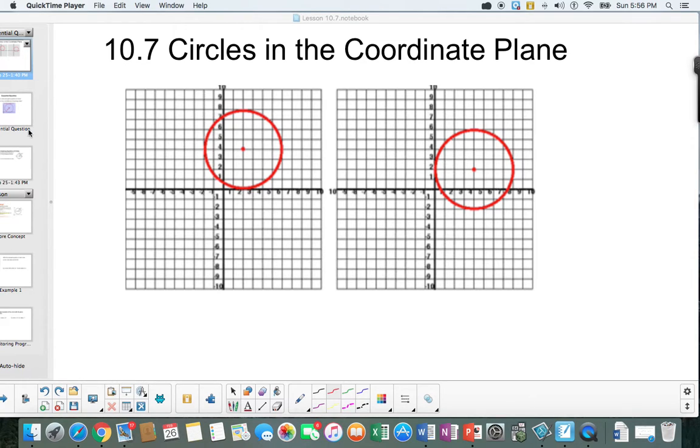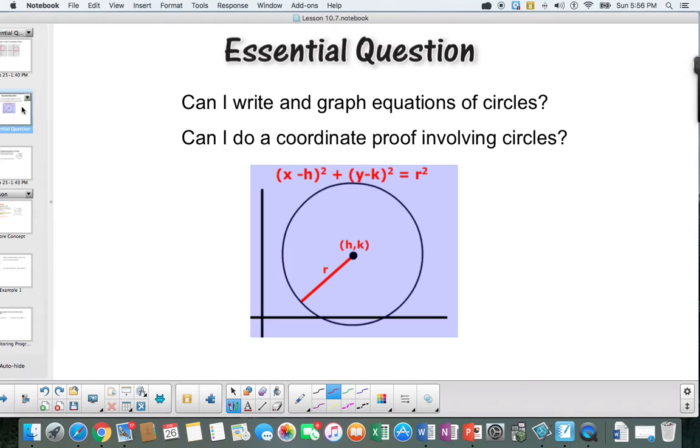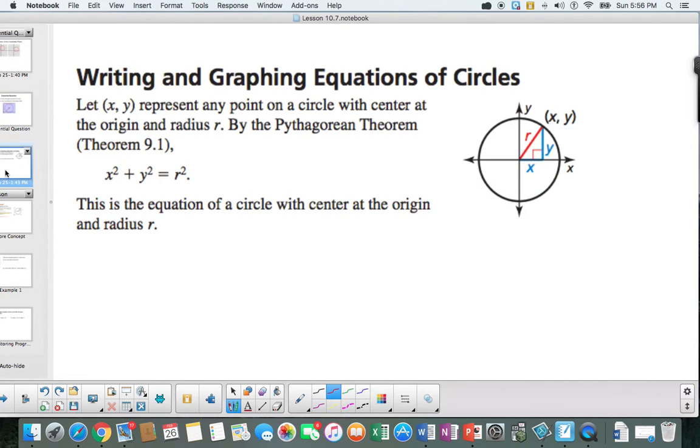10.7 Circles in the coordinate plane. Essential question: can I write and graph equations of circles? Can I do a coordinate proof involving circles? Let's take a look at a circle whose center is at the origin.